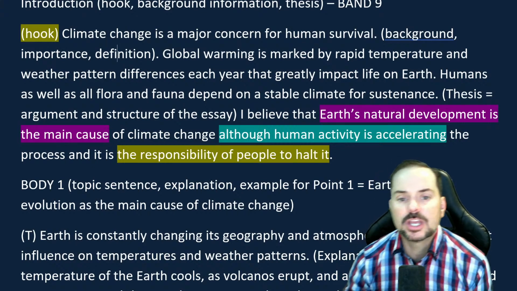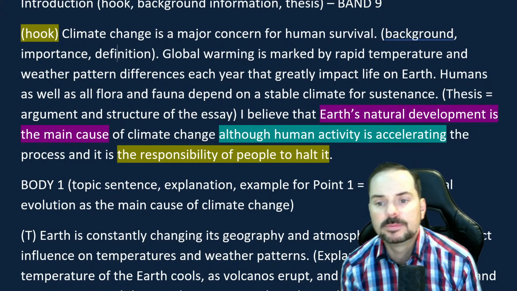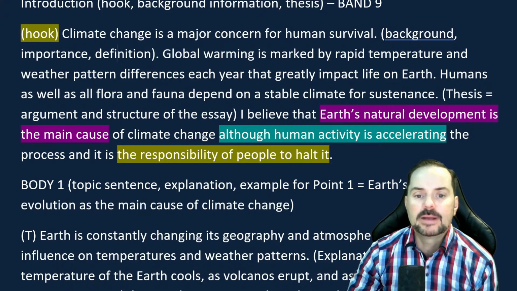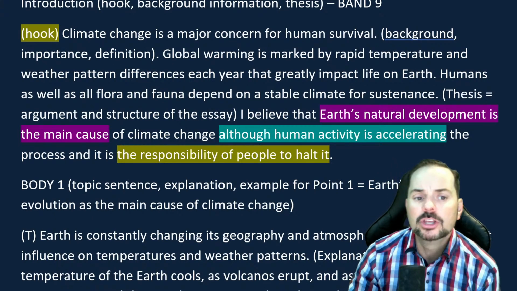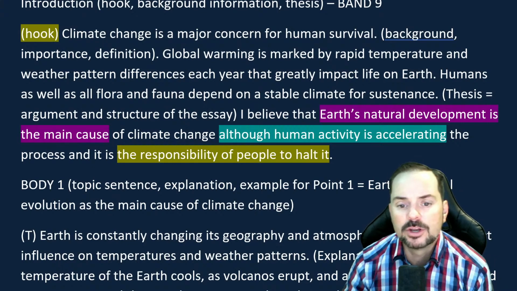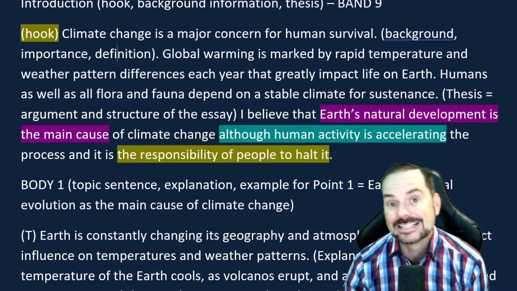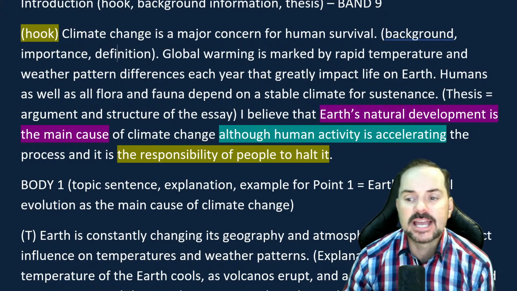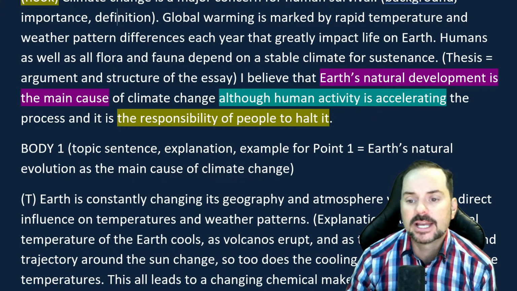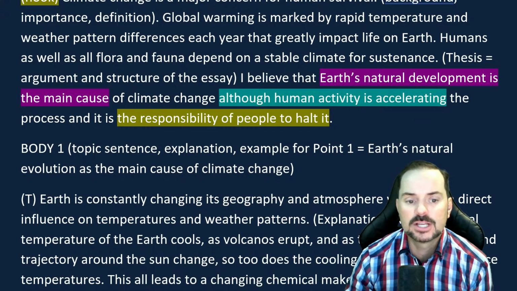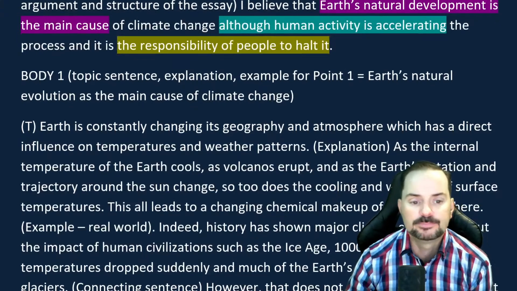Climate change is a major concern for human survival. Global warming is marked by rapid temperature and weather pattern differences each year that greatly impact life on Earth. Humans, as well as all flora and fauna, depend on a stable climate for sustenance. I believe that Earth's natural development is the main cause of climate change, although human activity is accelerating the process, and it is the responsibility of people to halt it.